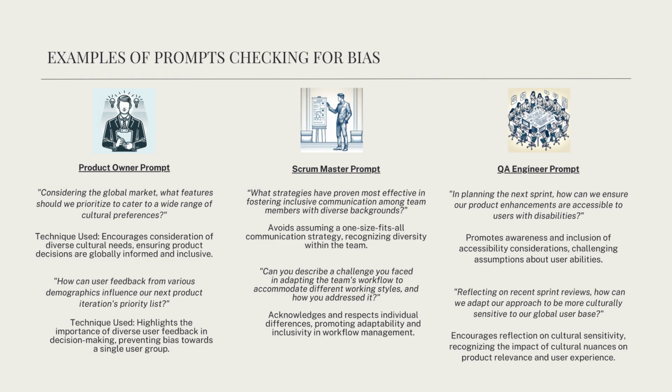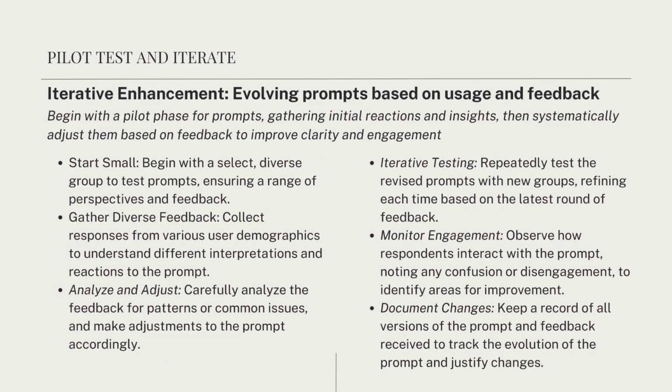For a Scrum Master, a bias-aware prompt is, what strategies have proven most effective in fostering inclusive communication among team members with diverse backgrounds? It acknowledges diversity instead of ignoring it. And for a QA engineer in planning the next sprint, how can we ensure our product enhancements are accessible to users with disabilities? This builds inclusivity and accessibility directly into the product definition.